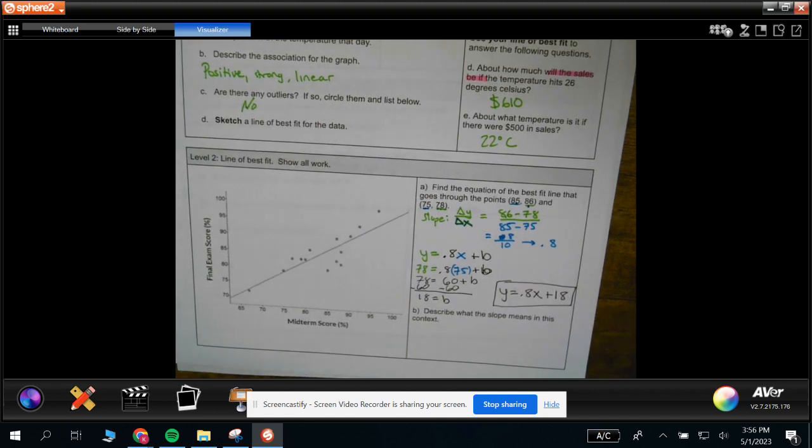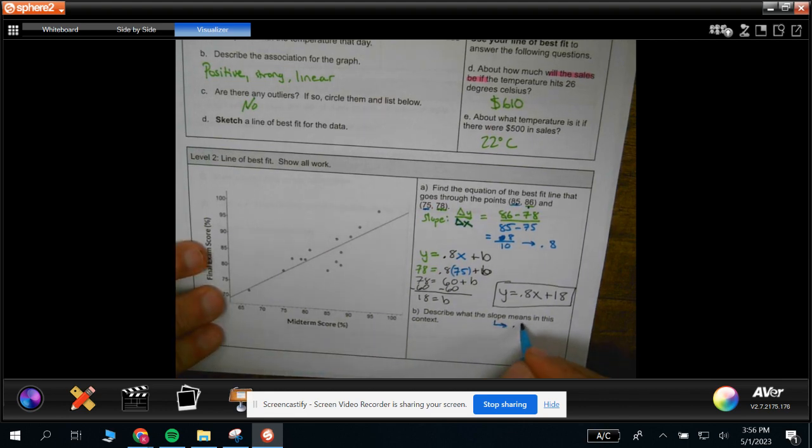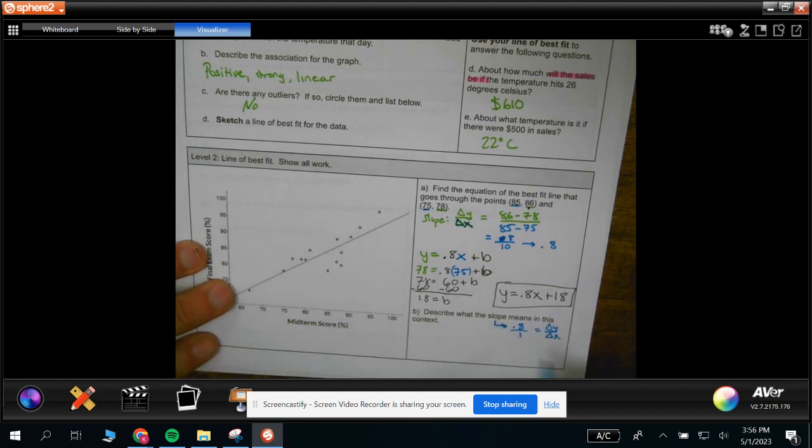So last question on level 2. Describe what the slope means. What's my slope here? My slope is 0.8 over 1. So delta y over delta x. So this means delta x is 1. So as what changes by 1?